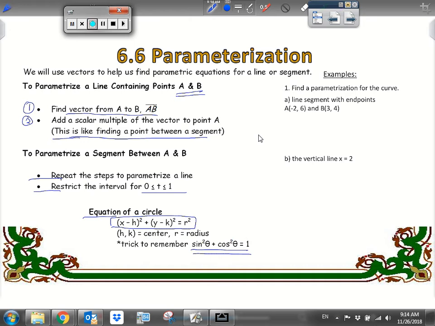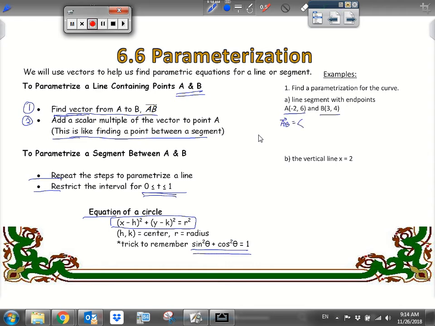Those are a little bit basic. So we're going to do a line segment. That's more restrictive than a line. That's where we have to add our time restriction to it. So what do we do? Well, first of all, let's go back to these instructions. We're going to find the vector from A to B. So here's my first point A, my second point B. I need the vector AB.